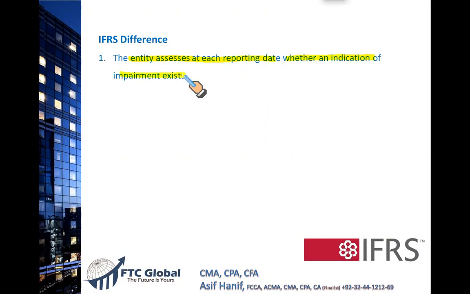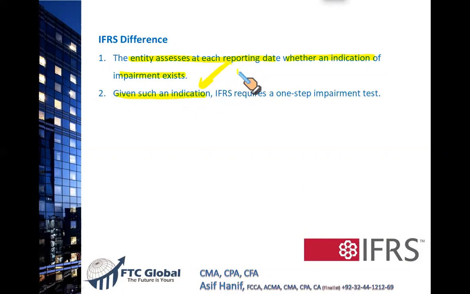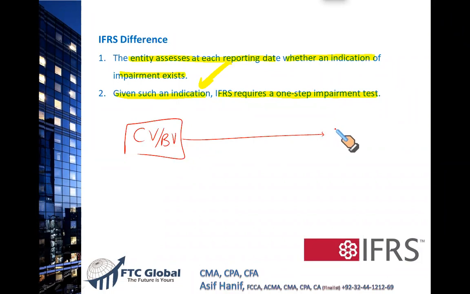In US GAAP, it has a two-step test, but in IFRS, it's just a one-step impairment test. Given such an indication, when it appears that the asset has impaired, IFRS requires just a one-step impairment test. Please follow what I'm going to write now. We will take our carrying value or book value at one end, and compare it with the recoverable amount. Mind the word recoverable amount.